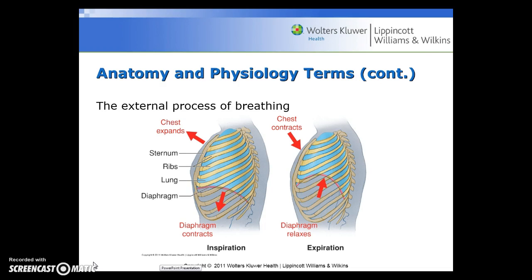This is a diagram showing the external process of breathing. You can see that the chest expands. You can see the sternum, the ribs, and the diaphragm, and the diaphragm contracts during inspiration. As the chest expands. As the chest contracts, the diaphragm relaxes, and this is expiration.